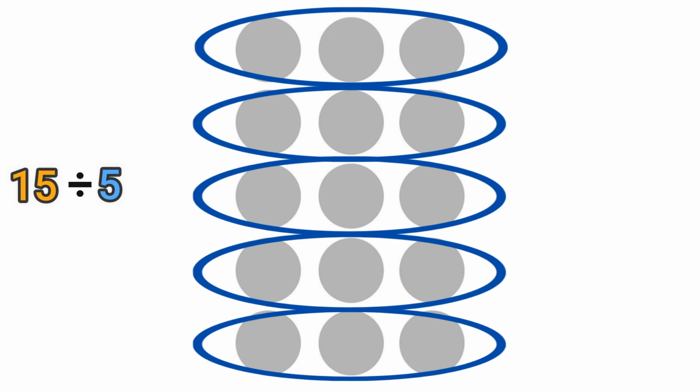We also see that there are 3 cookies in each group. The 3 represents the answer that we are looking for. The array showed us that each person should get 3 cookies, and that's how we use division in our everyday lives. But there's more ways to solve division problems than using arrays. Let's explore a couple more ways that we can solve division problems.